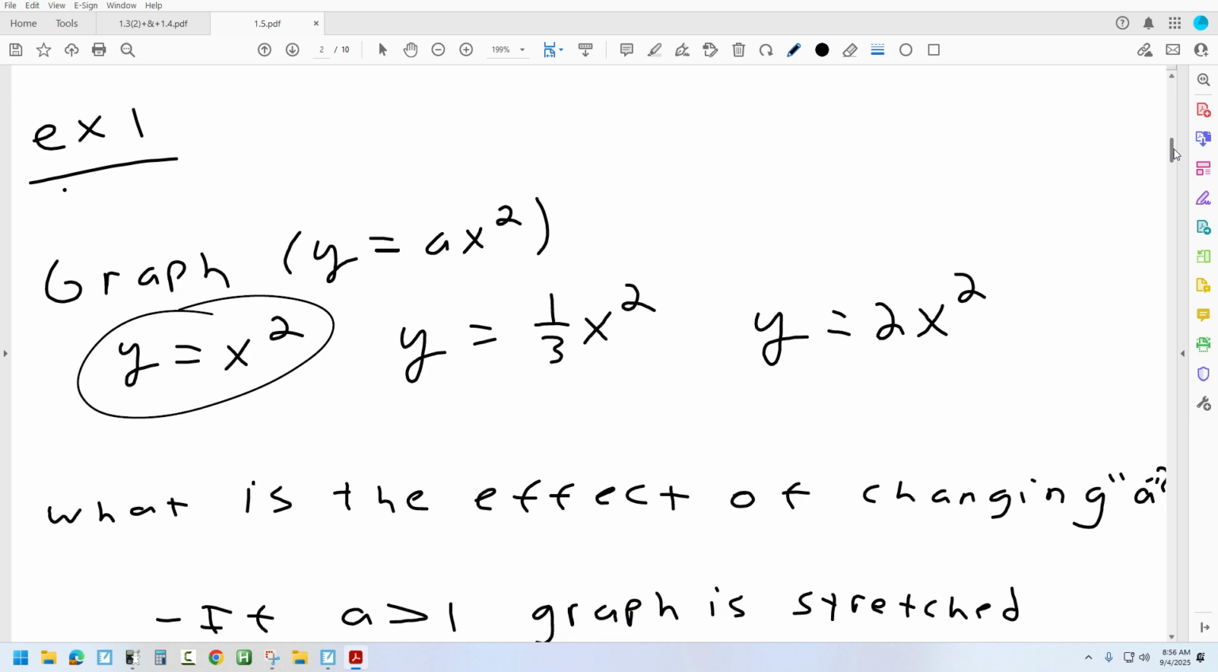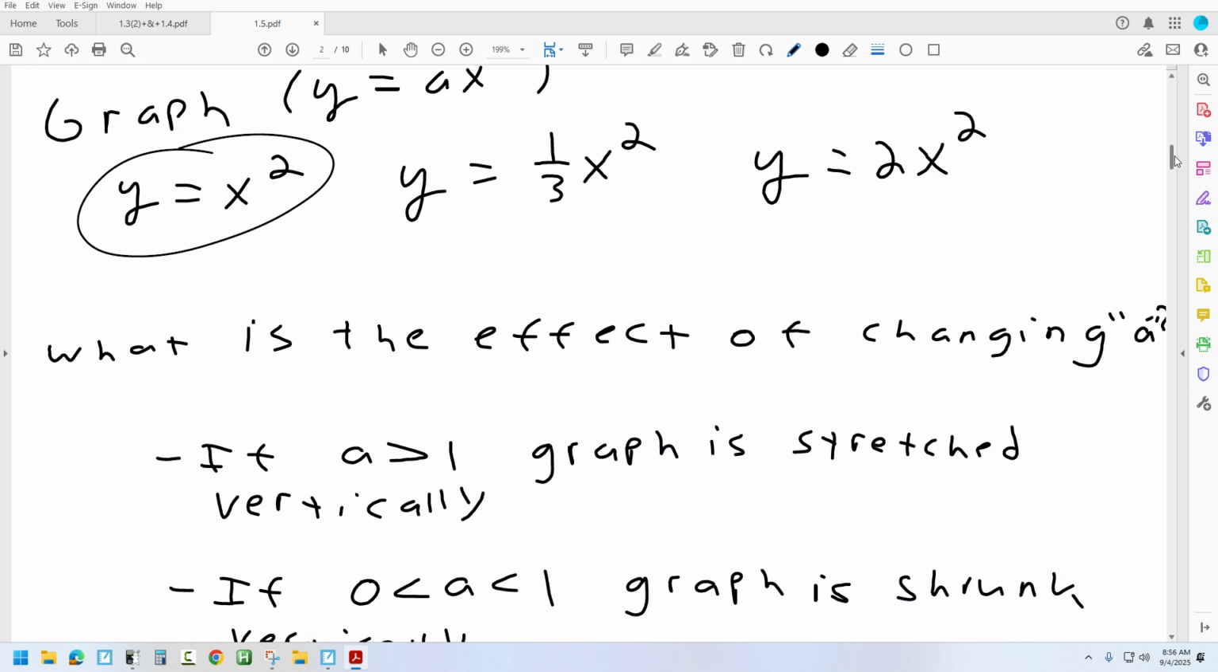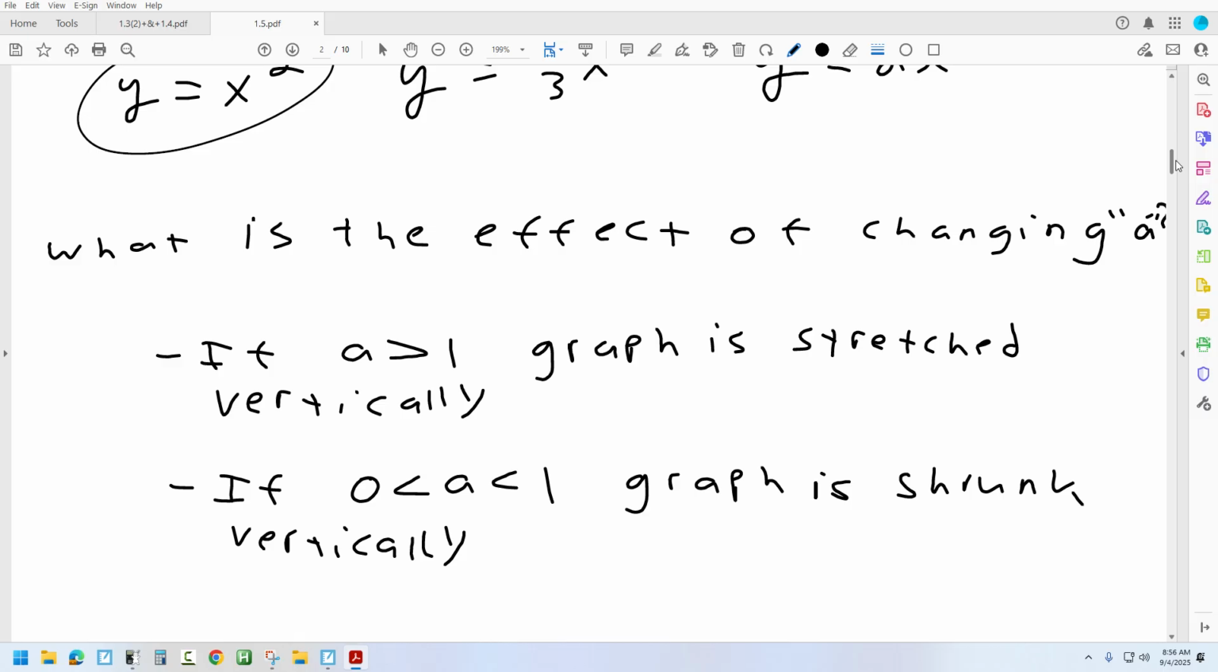Okay, so we saw what happens if we change the number in front. Now I just want to summarize it. The bigger you make the number, the more stretched the graph will get vertically. What that means is it's getting skinnier. Now if you pick a number between 0 and 1, like a fraction, so we did 1/3, and I think we did 1/10, what happens there is the graph shrinks. It's being compressed vertically. That's probably a better word than shrunk. The graph is compressed vertically.